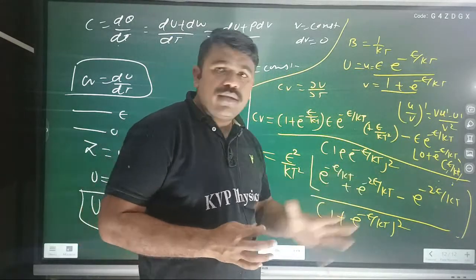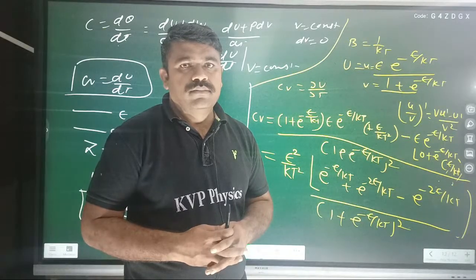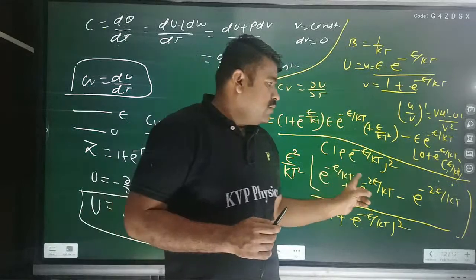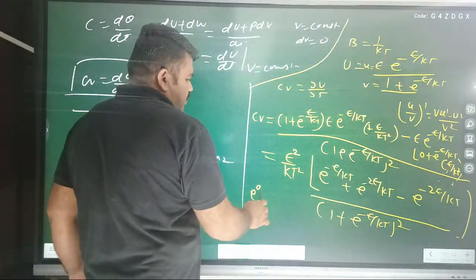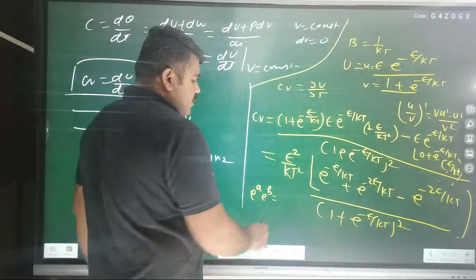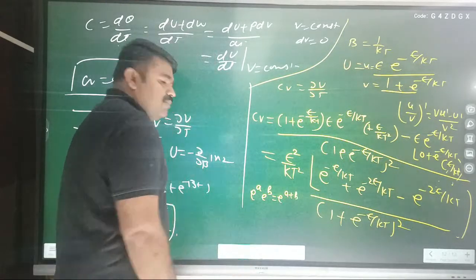कैंसिल हो गए, नहीं हो गए ये दो टर्म्स? बोलिए, कैंसिल हो गए, नहीं क्या हो गए? मान के चलिए कि e to the power a into e to the power b, e to the power a into e to the power b, how much? e to the power a into e to the power b is equal to e to the power a plus b. Yes or no? e to the power a plus b.